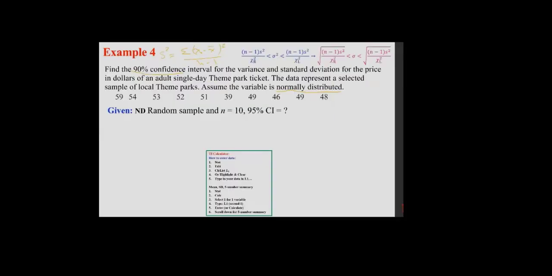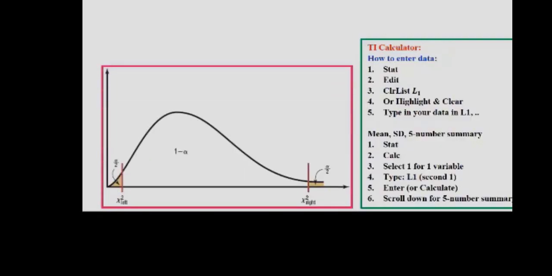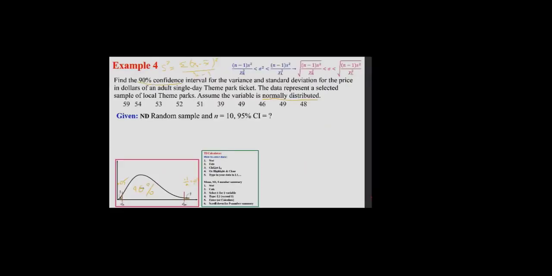Chi-squared distribution table. So we want a 90% confidence interval, which means we have 90% here. And the tail is 0.1 divided by 2, or 0.05. This tail is also 0.05. For you to figure out the answers from the table, you need two things: degrees of freedom, which is n minus 1, which is 9, and the area to the right. For chi-squared of the right, the area to the right is 0.05.